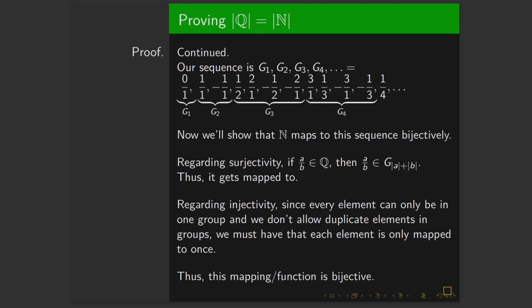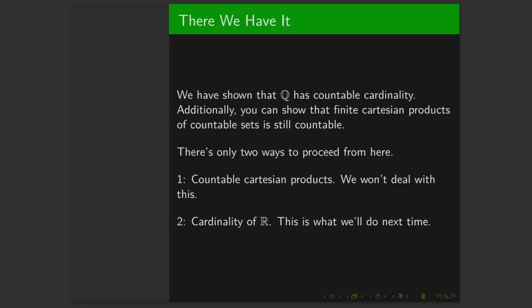Regarding surjectivity, we know that if A over B is a rational number, then it'll be in the group of absolute value of A plus the absolute value of B, so it must get mapped to. So every single rational is in a group. And since we go through every single rational, this is surjective. And regarding injectivity, we know that we don't allow any duplicates. So we must have that each element only appears once. And because it's only mapped to once, there's no way that if we have two different x values, then they would have the same output. So the mapping and function is bijective. We have shown that the rationals has countable cardinality.